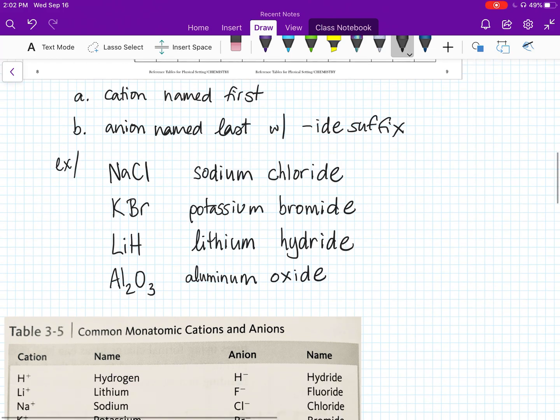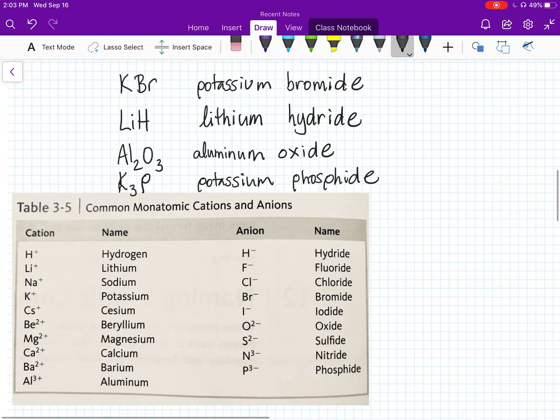The same would go for, let me think of another example. Let's try K3P. 3 potassiums for every 1 phosphorus. But all we do is just look at which elements are involved. So this one would be potassium phosphide. So we take phosphorus and we change the ending to "ide."